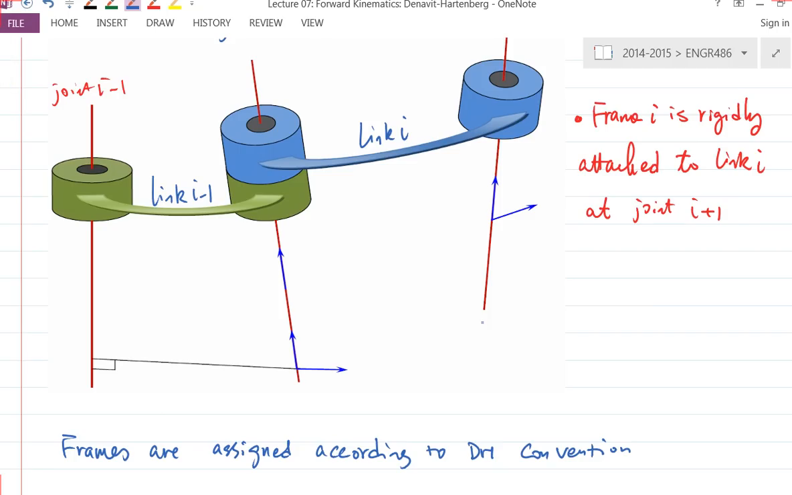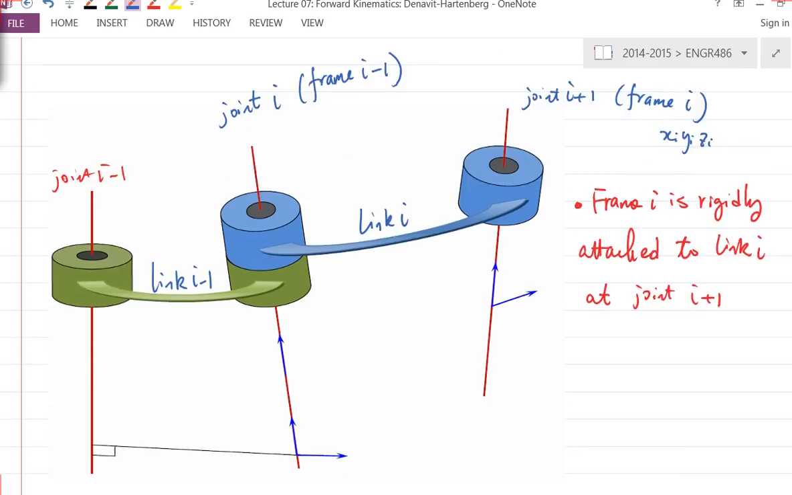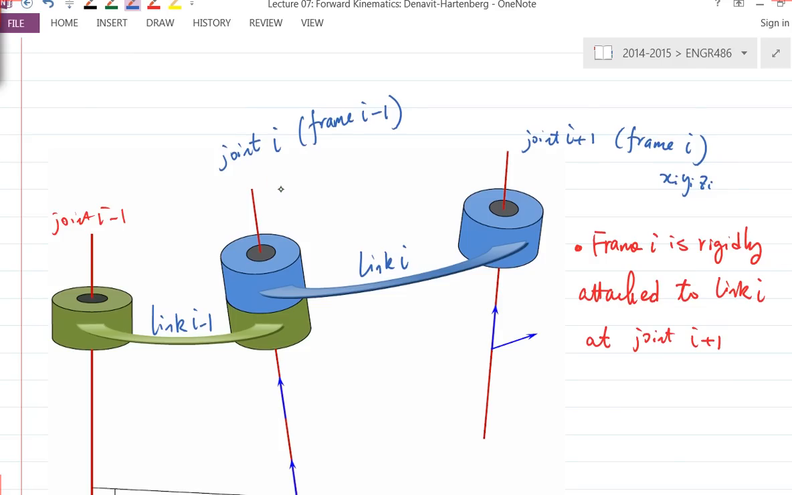If it's rotational, it's a rotation about the Z axis. If it's prismatic, it's a translation along the Z axis. So the motion is always about the Z axis. Now this is frame i minus 1, so this is going to be Zi minus 1 here, and this is going to be Zi here.